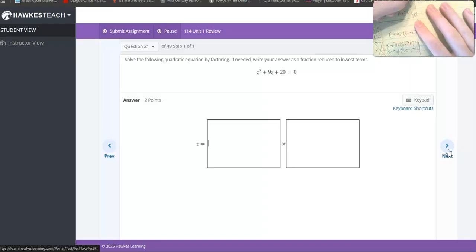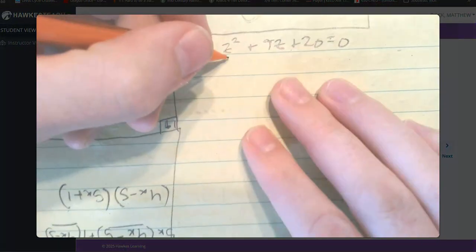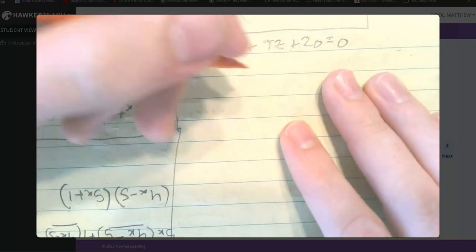All right, so the next one here. So solving, again, another quadratic equation. So you have z squared plus 9z plus 20 equals 0. All right. So z squared plus 9z plus 20 equals 0.